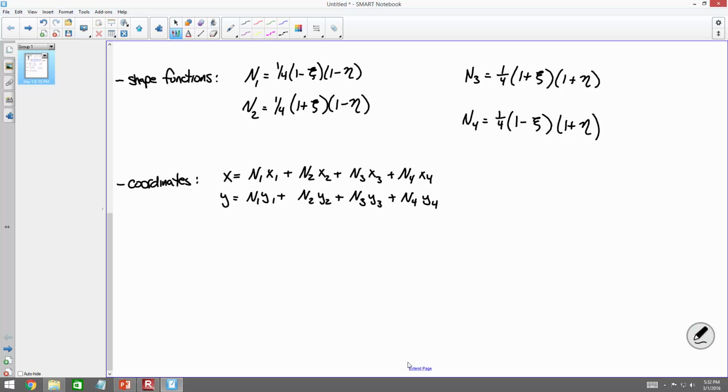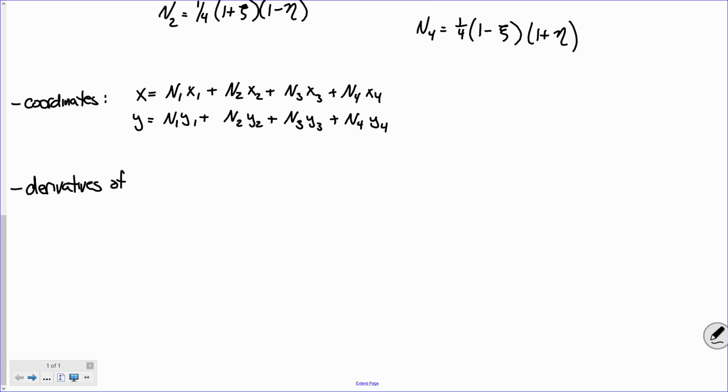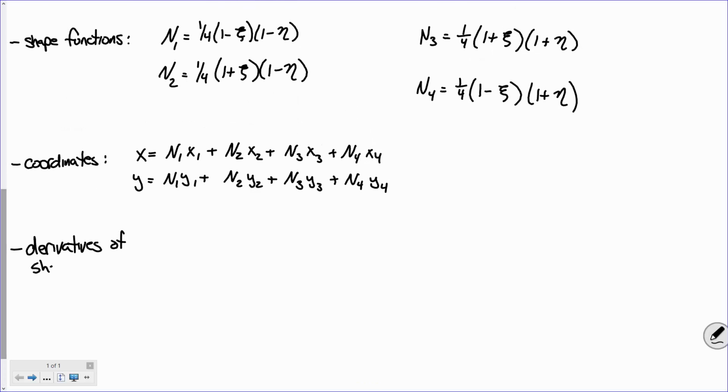So derivatives of, here I'll make it full screen, derivatives of shape functions.